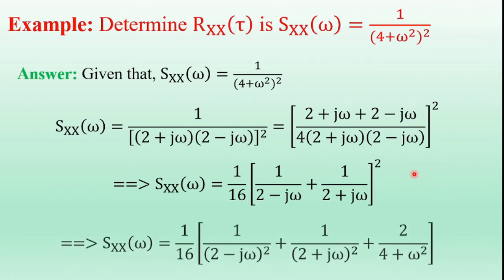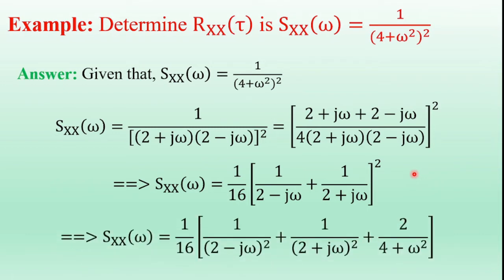Now applying the a plus b whole square expansion, we get 1 by (2 minus j omega) whole square plus 1 by (2 plus j omega) whole square plus 2 by (2 minus j omega) into (2 plus j omega), which is 4 plus omega square.